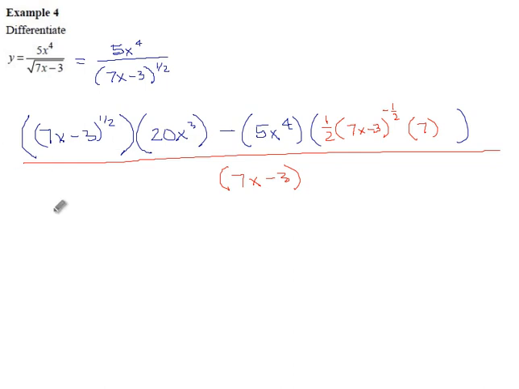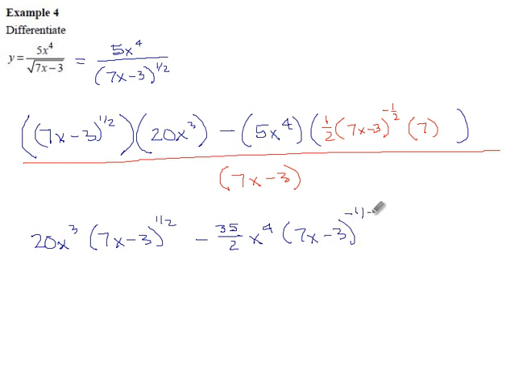And now we try to clean up. Except I don't see a great deal to clean up here. We have 20x cubed. I'll put that out front because I was taught monomials go before binomials. And then 7x minus 3 to the 1/2 minus, what have we got? 5 times a half times 7 makes 35 over 2. We have x to the 4th. And then we have 7x minus 3 to the minus 1/2 all over 7x minus 3.